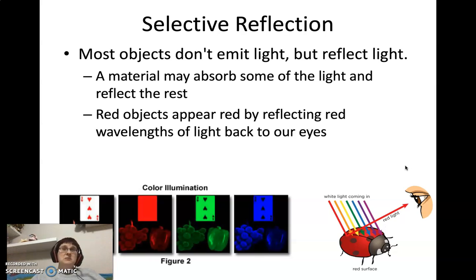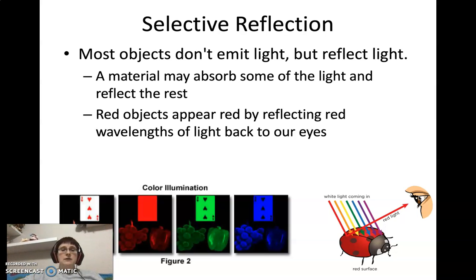Then this is what's going to make it its color. So, for example, a red object is going to appear red because it reflects the red wavelengths back to us. So that's like our little ladybug friend down here. All of the colors are coming in. So this is white light. All of them are coming in, going to hit the ladybug shell. And then all of the colors except for the red are going to get absorbed, and that red is going to bounce off the shell and go into our eyes. And so that's why it's going to look red.